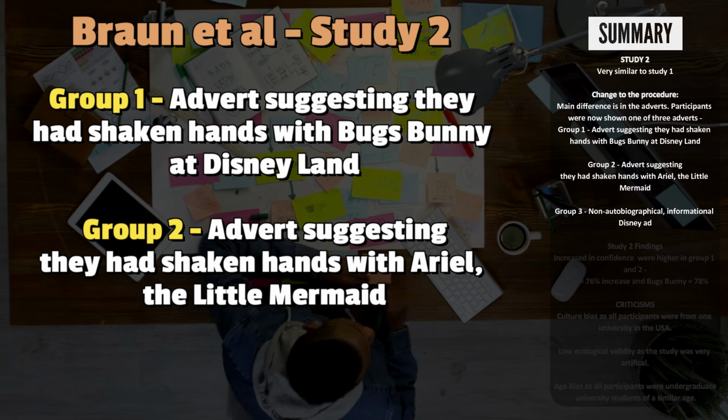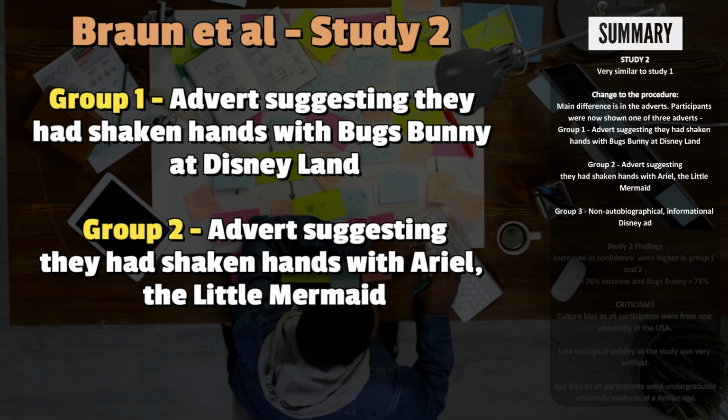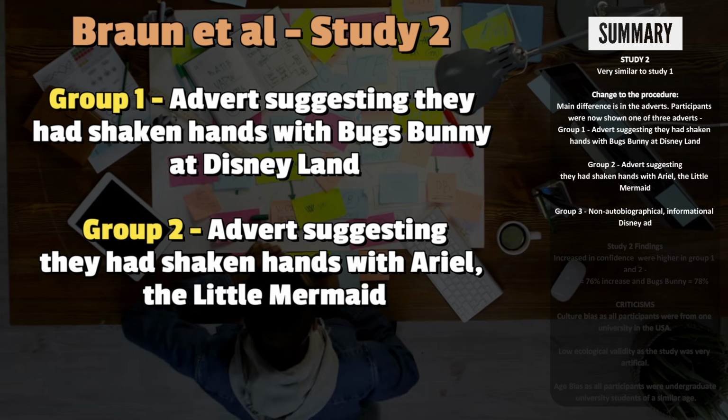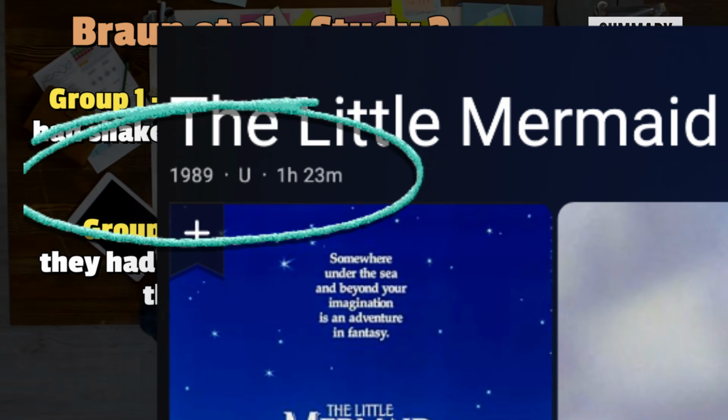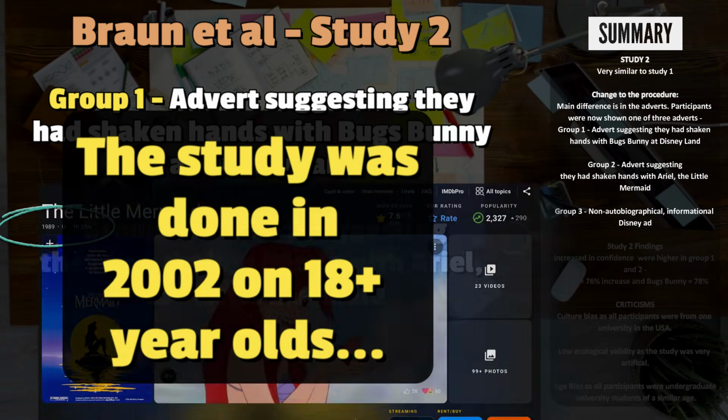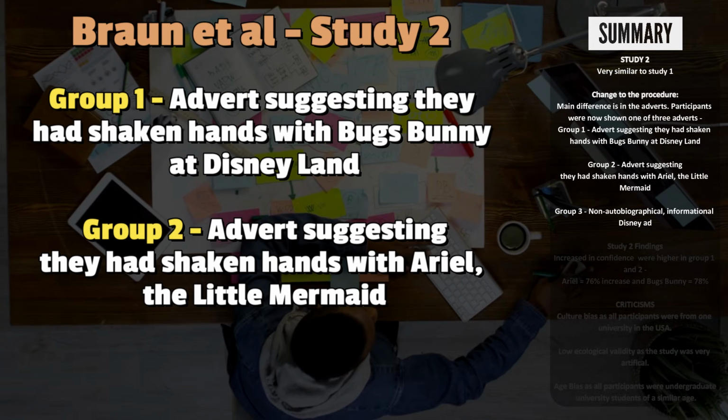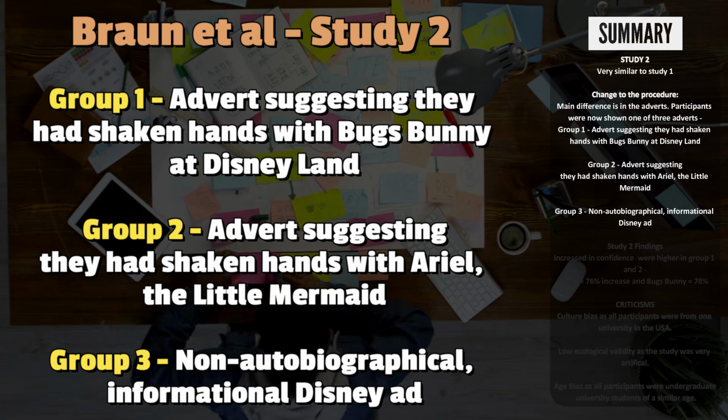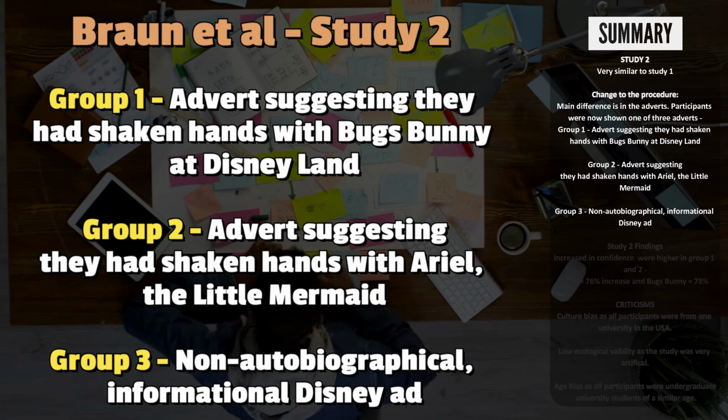In group 2, they received an advert suggesting that they had shaken hands with Ariel, the Little Mermaid. Now, this couldn't have happened because she had not been introduced as a Disney character when they were under the age of 10 years old, meaning that was impossible too. Now, group 3 were the control group. They got a non-autobiographical, normal, informational Disney advert.